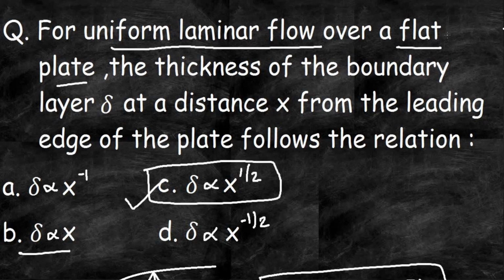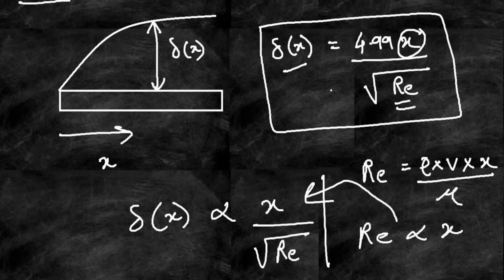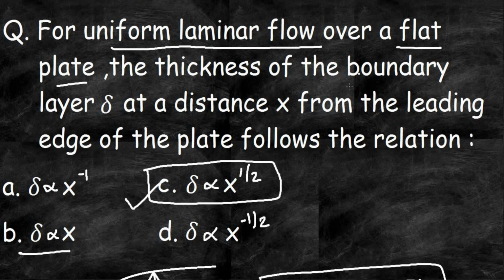So this is all about uniform laminar flow over the flat plate. I discussed this problem because I wanted to highlight this equation because this is the most important way by which we can estimate the boundary layer thickness for uniform laminar flow over the flat plate.